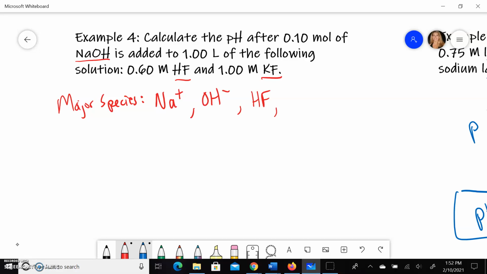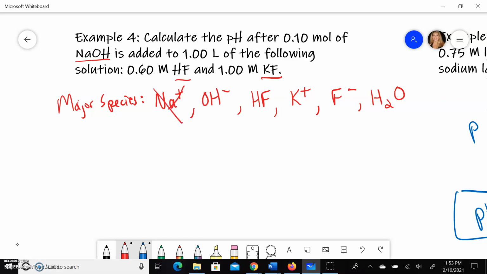And we have KF, which is a soluble salt. K is group 1, and group 1 always makes soluble salts. So we actually have K plus and F minus. We also always have some water. So now it's time to figure out what is going to actually react. Let's start with the sodium. Well, there are two things the sodium could stick to, hydroxide or fluorine. Either one of those two are going to immediately break apart because it's either a strong base or a soluble salt.